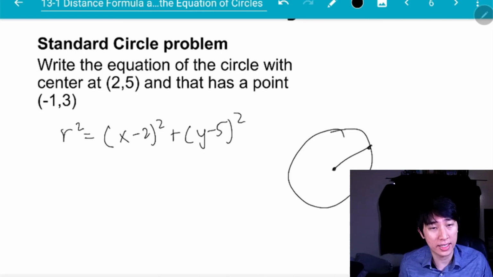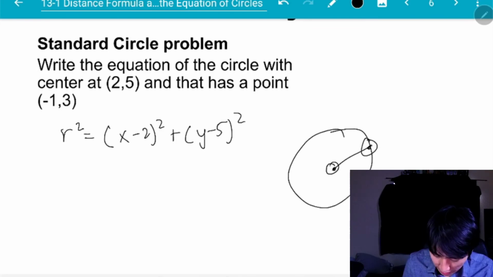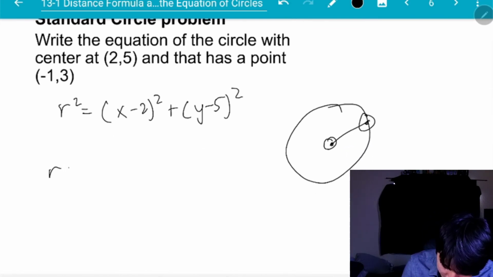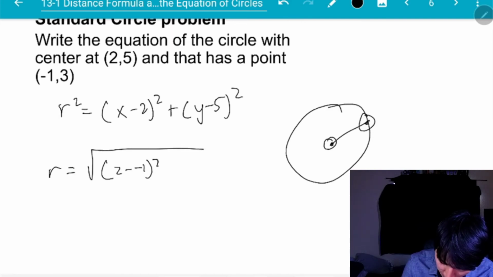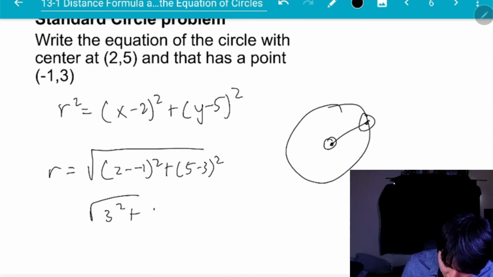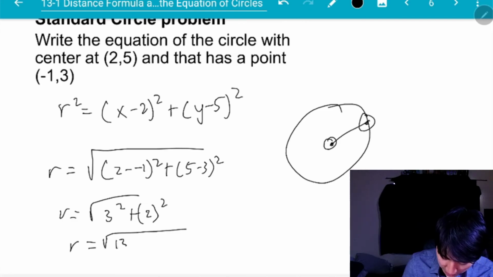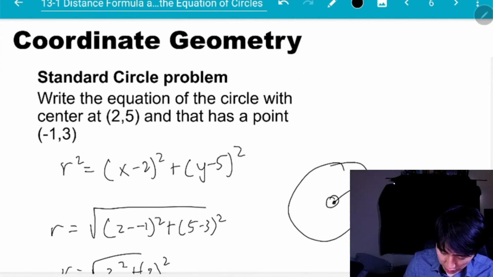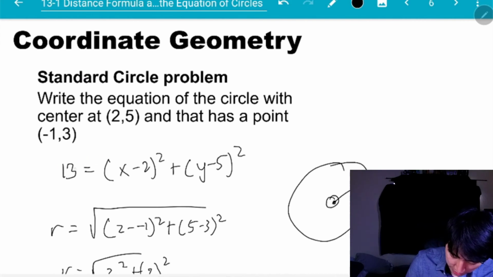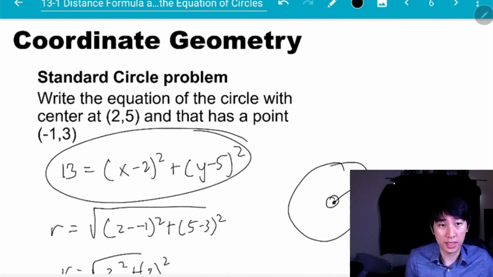So all you need to do is find the distance from your center to the point that's on your circle. So you're going to say radius equals square root of (2 minus negative 1) squared plus (5 minus 3) squared. So that's radius equals square root of 3 squared plus 2 squared, equals r. So your radius equals the square root of 9 plus 4, which is 13. So your radius is equal to square root of 13. So your equation will be 13 equals (x minus 2) squared, and so on and so forth.